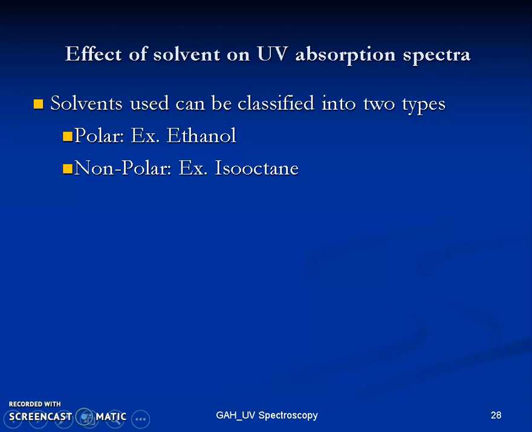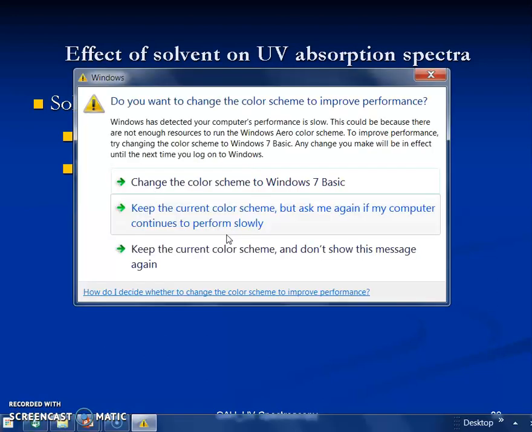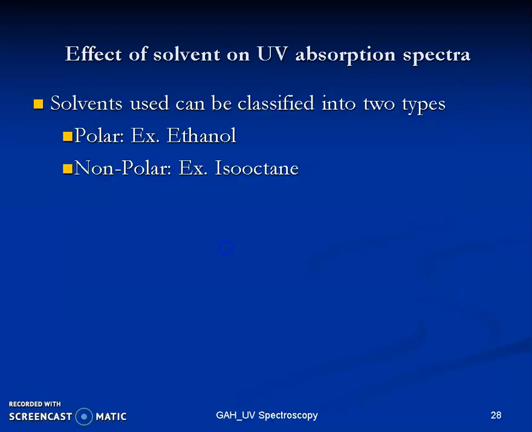We can use methanol and so many others. We can use water, which falls under this polar category. And under the category of non-polar, we use isooctane, N-hexane, and so on. In this particular discussion, I have taken isooctane. So any solvent we use in UV spectroscopy to dissolve our sample or solute falls under these two categories of either polar solvent or non-polar solvent.